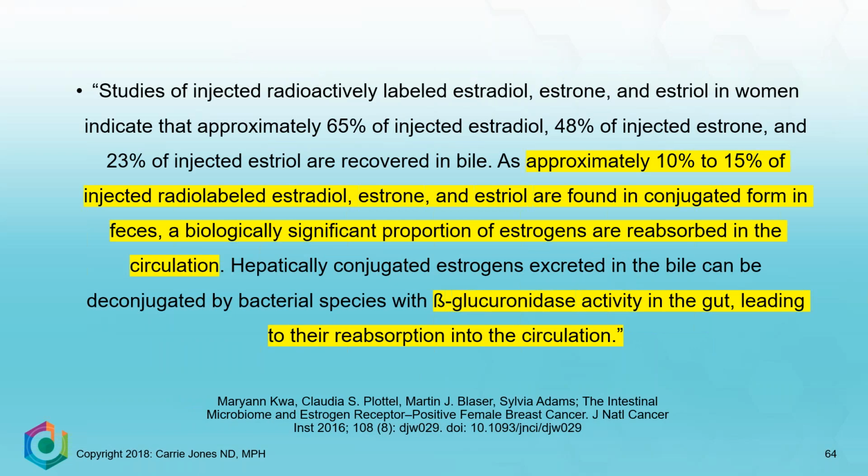So they did this study when they were looking at women, and they injected them with radio-labeled estrone, estradiol, and estriol. God bless them for signing up for this study. They were expecting most of the estrogen would come out the other end. And it turns out 10 to 15% of the estradiol, estrone, and estriol were found in the feces, and most of it had been reabsorbed in circulation. This stumped the researchers, and they realized it was beta-glucuronidase, the enzyme in the gut, that was causing this recirculation.